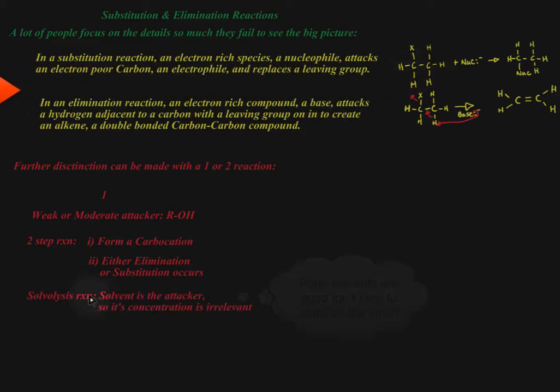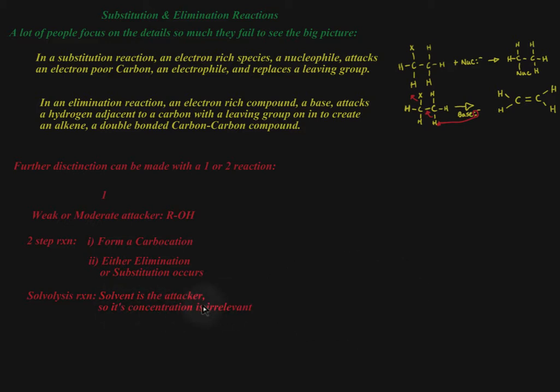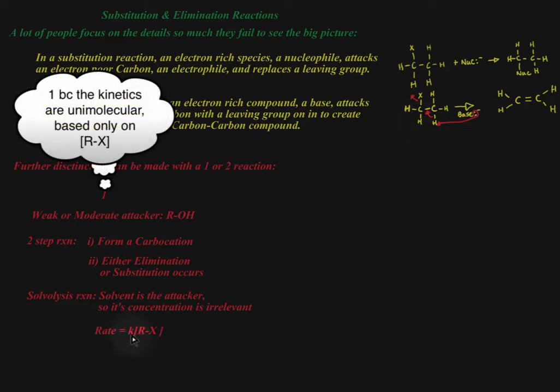So the one reactions are solvolysis reactions. What does it mean to be a solvolysis reaction? It means that the solvent is what's doing all of the work. We place a solute in the solvent, and the solute usually is far smaller in concentration than the solvent. The difference in concentration is so drastic that the solvent's concentration is irrelevant. Just the solute, the alkyl halide, matters. So the kinetics, as a result, is based just on the concentration of the alkyl halide we're given. Hence the one reactions, E1 and SN1.